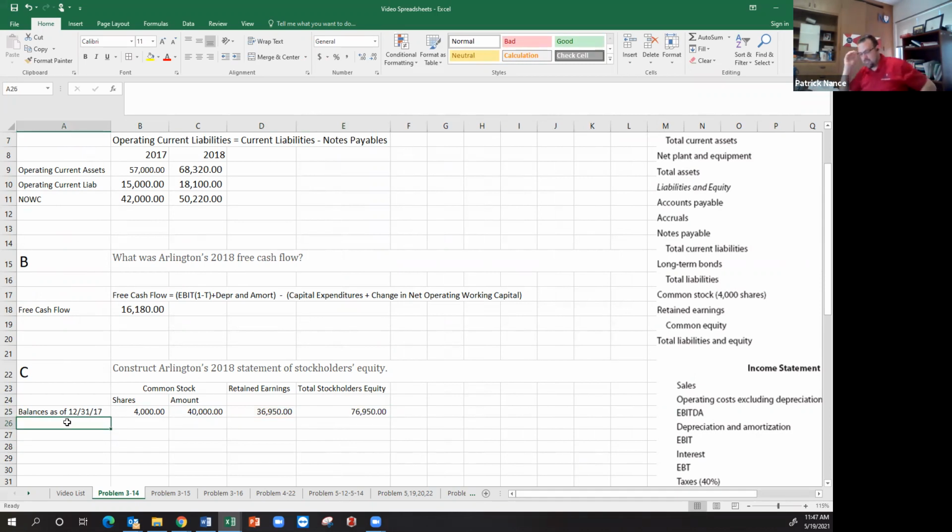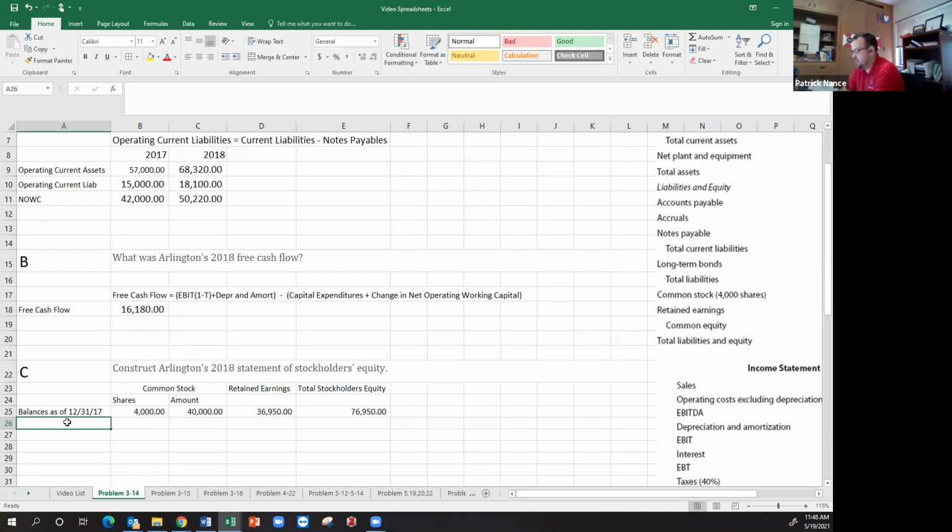Then I need to add and subtract things that affect my retained earnings. So things that affect retained earnings: net income or net loss. Net income increases my retained earnings. A net loss decreases my retained earnings. Dividends is money paid out from my retained earnings. That would reduce my overall equity in the company. So now we can find that.